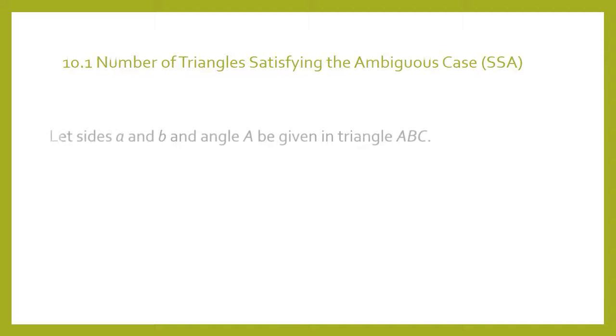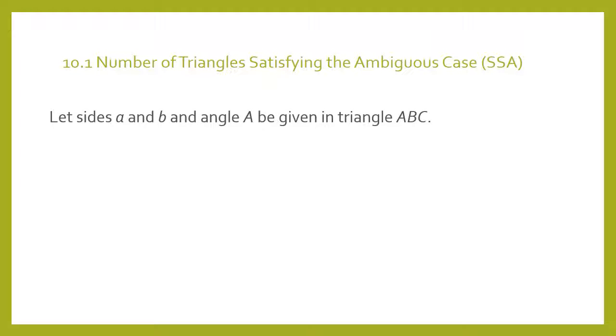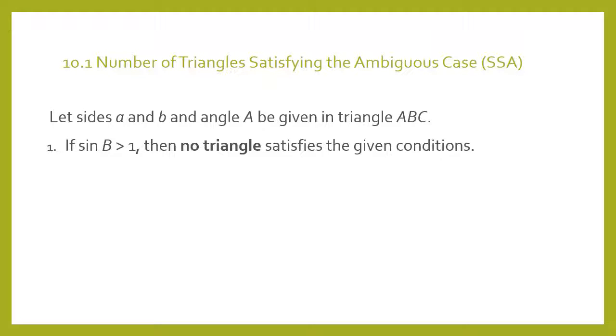All right, so let's talk about this. Let sides a and b and angle A be given in triangle ABC. How do we know which of these different instances we have? Well, you're going to solve for that missing angle, the angle across from the given side. And if when you solve it, you get that the sine of that angle is greater than 1, well, the sine of an angle can't be greater than 1, which means there is no triangle. It does not exist.